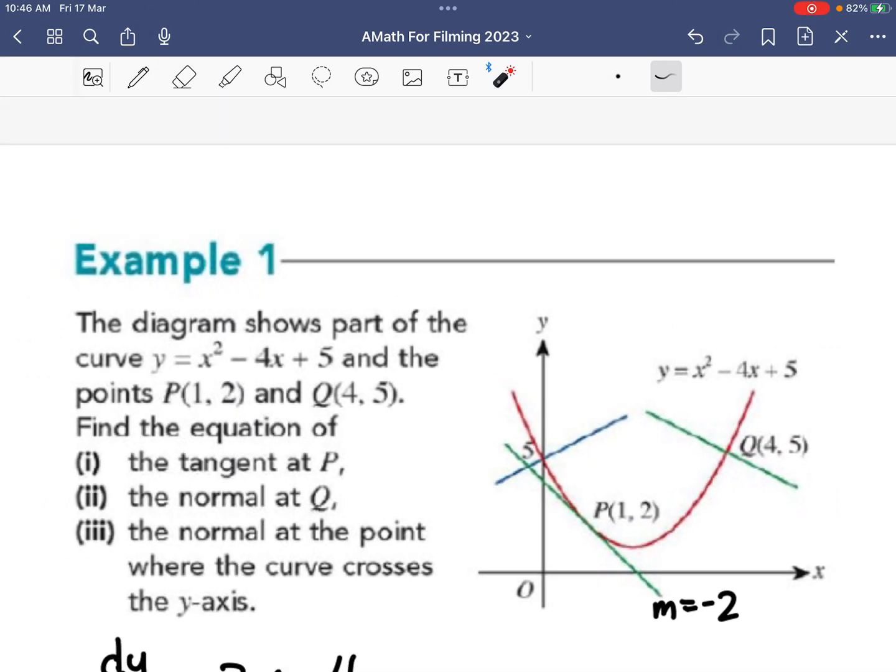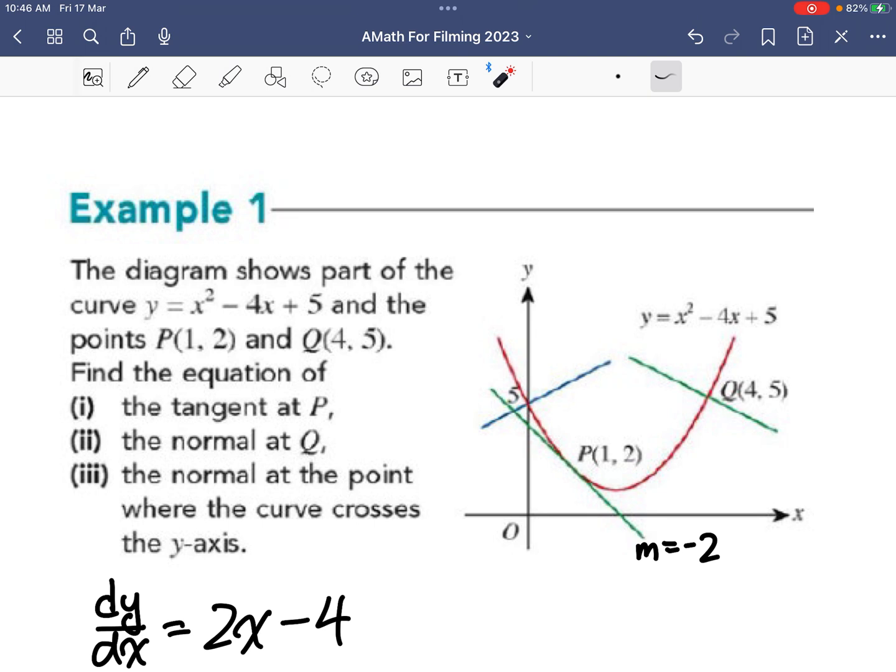Okay, so now, without much further ado, we will look at example 1. Just a quick recap, what is a tangent? If you look at P, the tangent at P itself. The tangent is at this point P, 1, 2. This straight line touches the graph at exactly one point. It touches there exactly. This is known as a tangent at P.